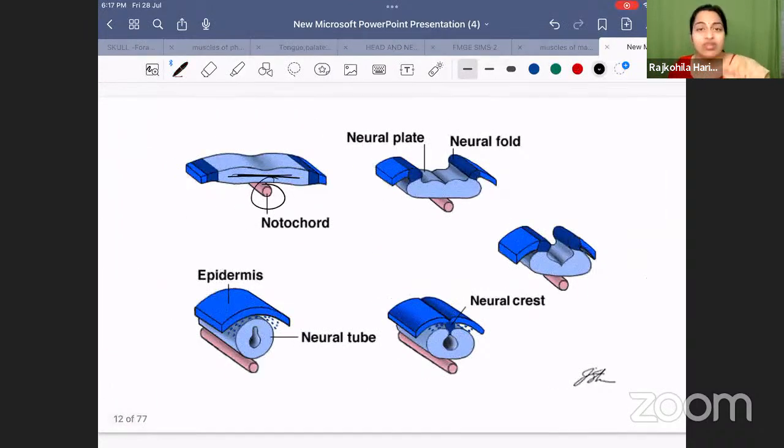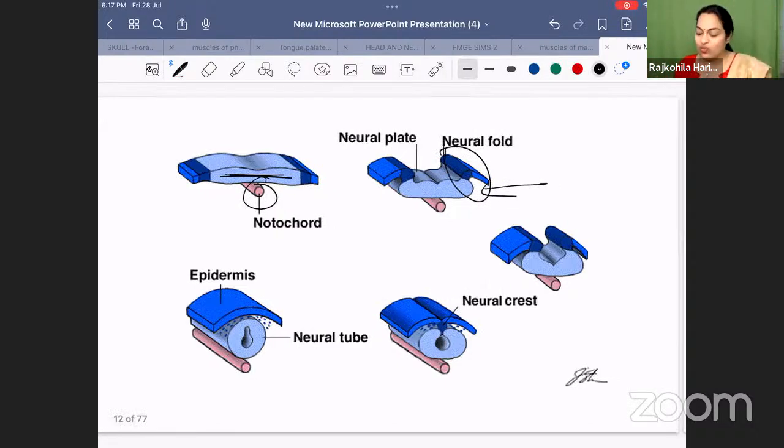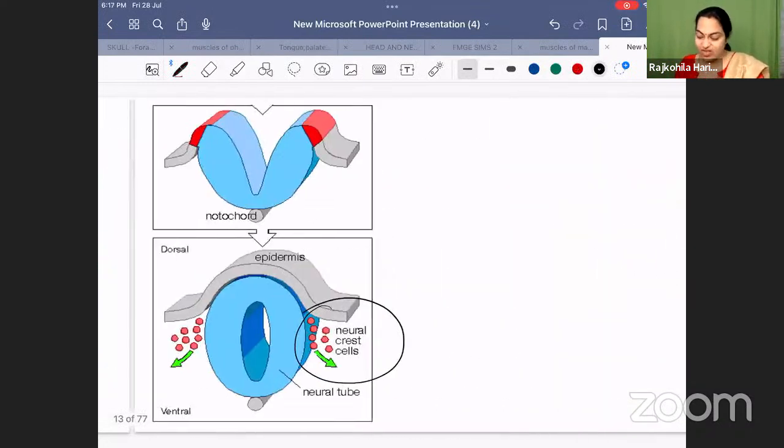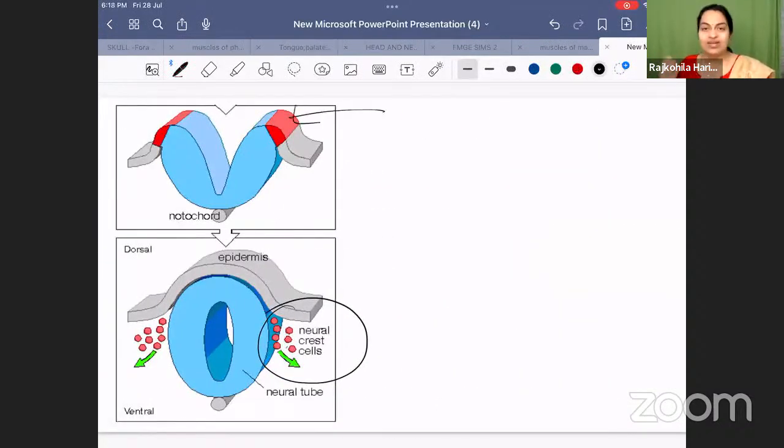So why have I put this picture? Because you can get an image-based question, right? They've asked that, pointing out the image. So you should know where the neural crest is situated. The edges of the neural plate or the neural groove, yeah? It's called the neural crest. So you should be able to identify it in the image.